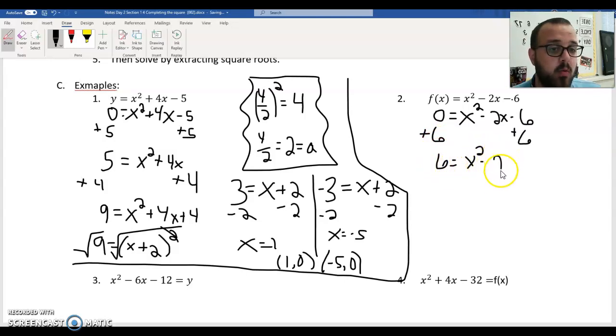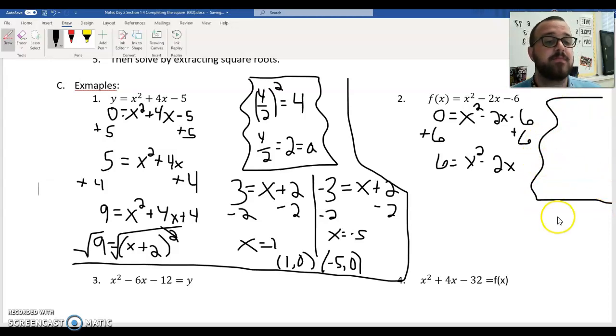And now comes the part where we're going to do a little bit of side work. So I'm going to draw my little squiggly thing over here where I'm going to do my side work. I'm going to take this b value. In this case, it is negative 2. I'm going to divide it by 2, and then I'm going to square that number. So negative 2 divided by 2 is negative 1. If I do negative 1 squared, that's going to equal 1.